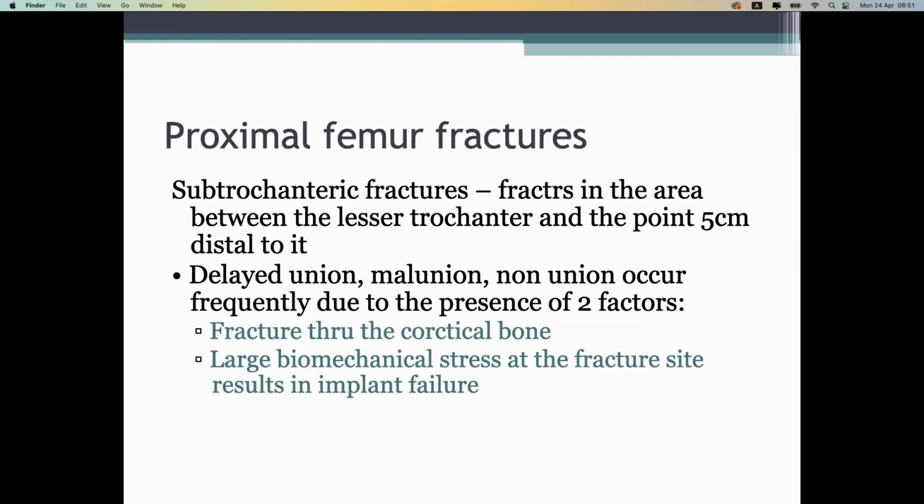So let's talk about the subtrochanteric fractures. Subtrochanteric fractures are the fractures which go below the lesser trochanter, and up to 5 centimeters below the lesser trochanter is called subtrochanteric fractures. The fractures which occur between the trochanters, greater and lesser, are called intertrochanteric fractures.